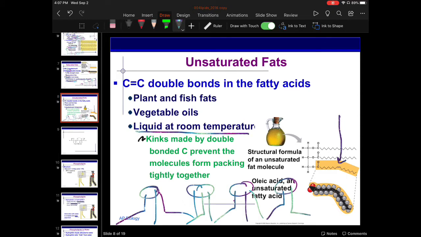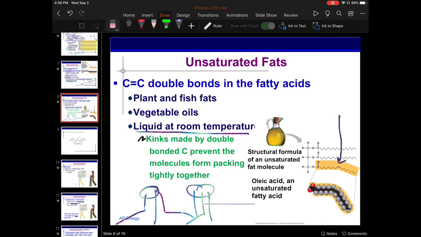Okay, so these tend to be the oils from plants and fish. The healthier fats like olive oil and avocado oil and stuff like that. It tends to be more liquid. It goes through the veins better than saturated fats, so it doesn't tend to clog arteries as much as saturated fats do.